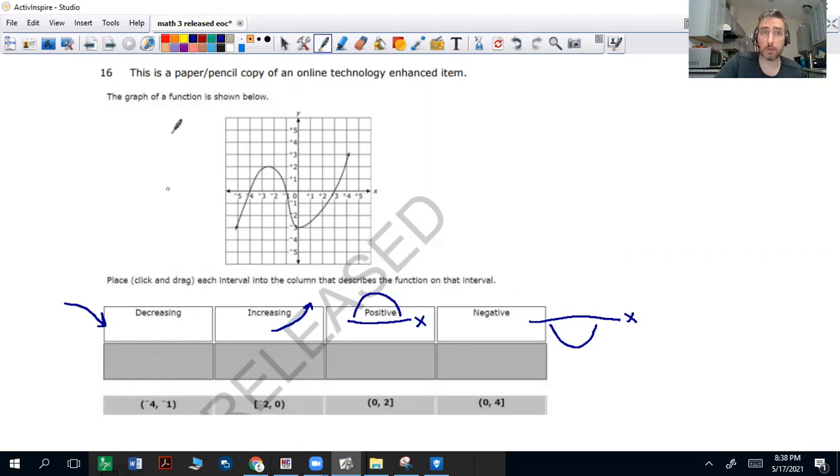Now let's go over the intervals. We have -4 to -1. -4 to -1. That x interval is covering this portion of the graph. -4 to -1, part of it's going up and down. So it's not increasing or decreasing entirely, but the whole thing is above the x-axis. So that's going to be positive. So -4 to -1 is going to be a positive interval.